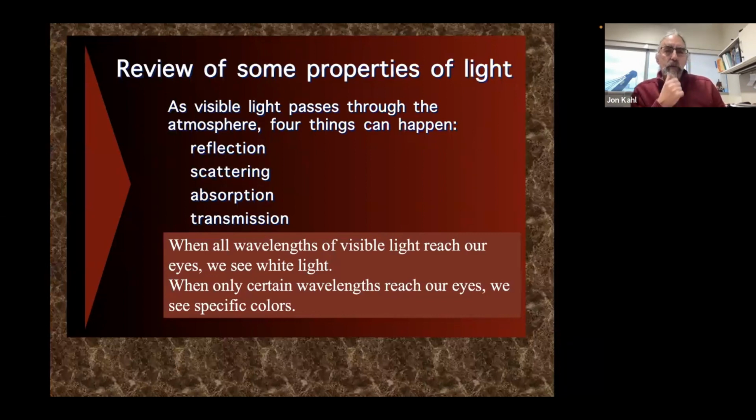Now, the third and the fourth thing are related. So reflection is when light strikes an object like a molecule of air and bounces off at the same angle that it came in. So an example of that would be looking in a mirror. The light comes in and it goes back out at the same angle. That's called reflection. And if you think about it, that's clearly not absorption, because the light that's entering the mirror is not being absorbed, it's exiting. And it's not transmission either, because it's not going through.